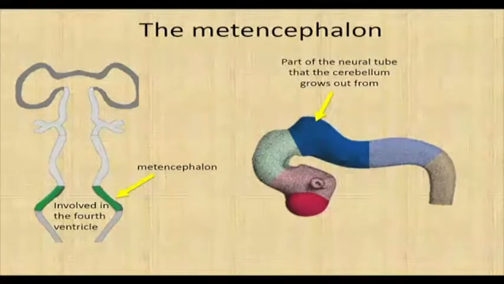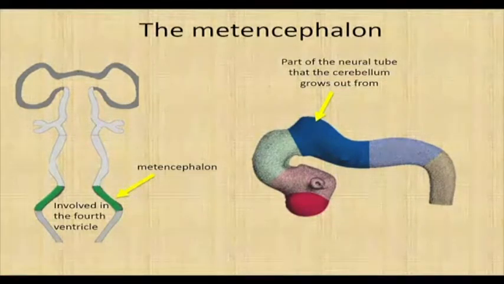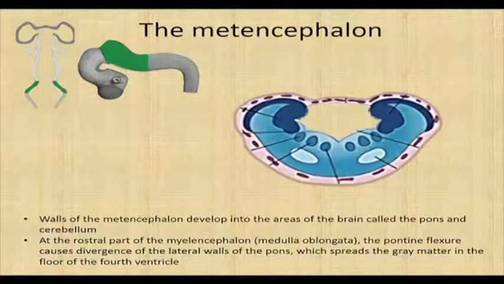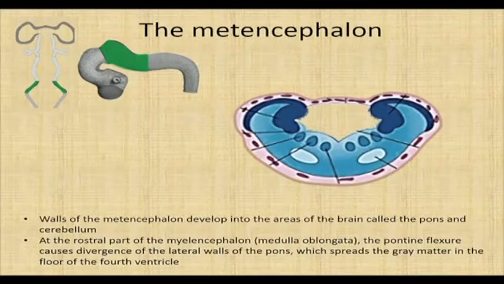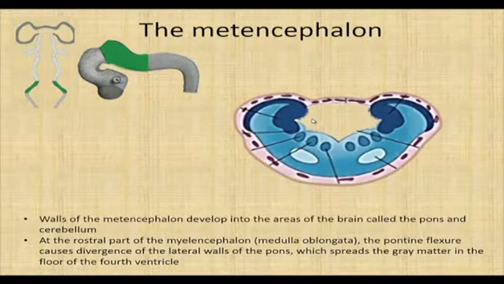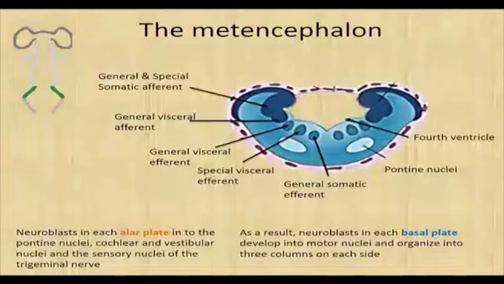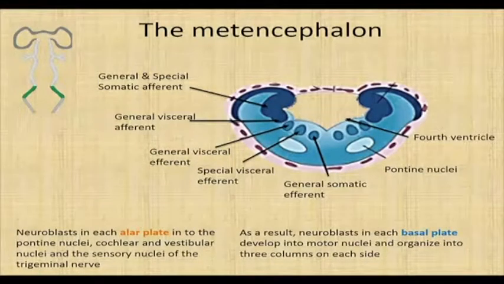The pons is going to develop from the metencephalon. The metencephalon is the part of the neural tube where the pons and the cerebellum originate from. The walls of the metencephalon are going to move laterally, just like in the medulla oblongata, because of the pontine flexure and because of the growth of the fourth ventricle here. So you're going to have displacement of the alar and the basal plates, and you're going to end up with a configuration very similar to that in the medulla oblongata.